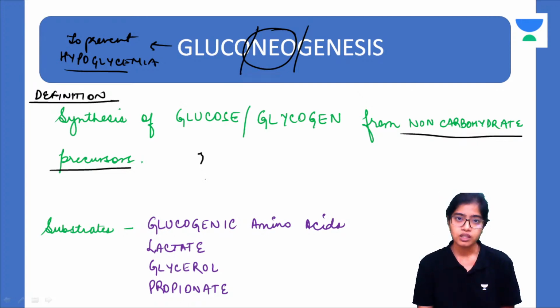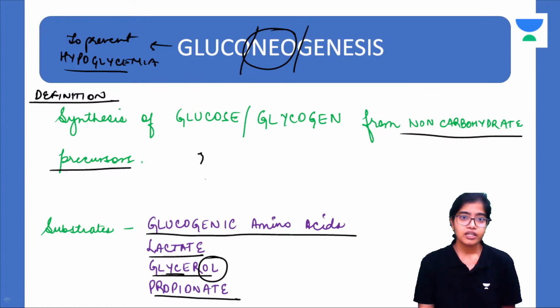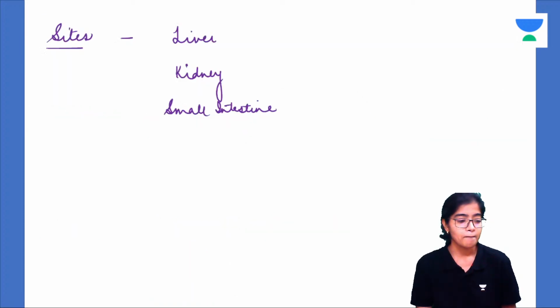They will be non-carbohydrates, that are glucogenic amino acids. That means those amino acids that are capable of producing glucose. Lactate, glycerol. Glycerol is what? Glycerol is a fat, is an alcohol. It is a trihydric alcohol. Propionate. All these molecules can produce glucose. How? We'll read. What are the sites?